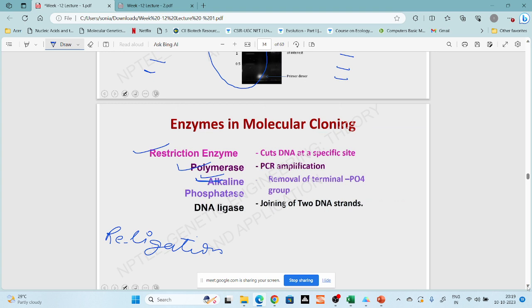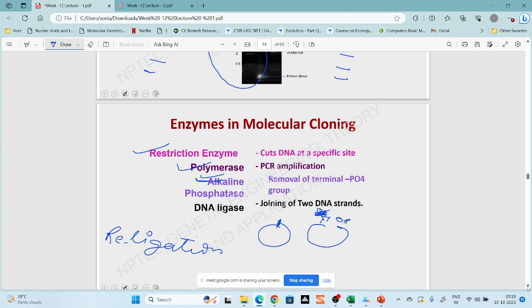So, what happens? Suppose this is my vector, and I cut it. Now my vector is like this. Although I cut it with the help of a restriction enzyme, here it is phosphate and here this is OH. So there are chances that this phosphate and OH can again come close together and form the bond. But if I remove this phosphate, there is no chance of reformation of the bond between them. That is why alkaline phosphatase is used to prevent the re-annealing of the digested product.